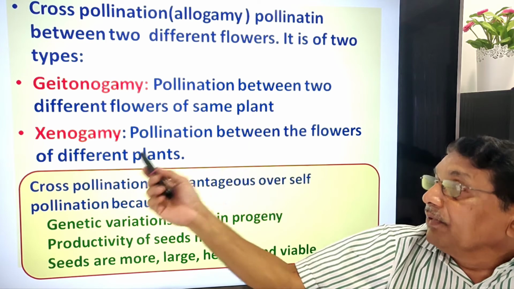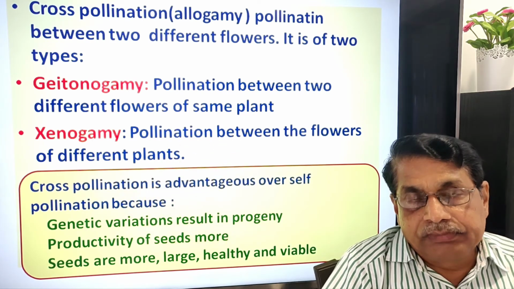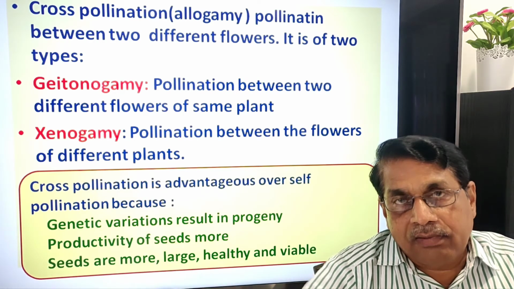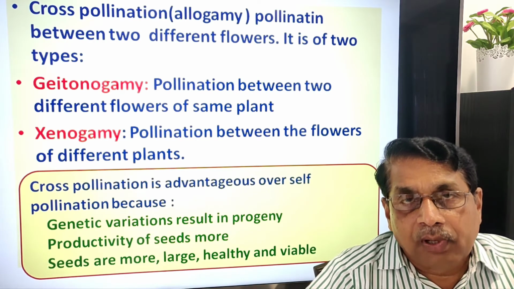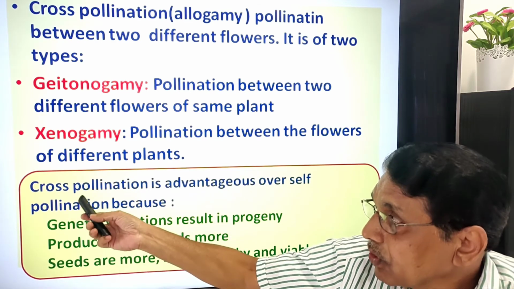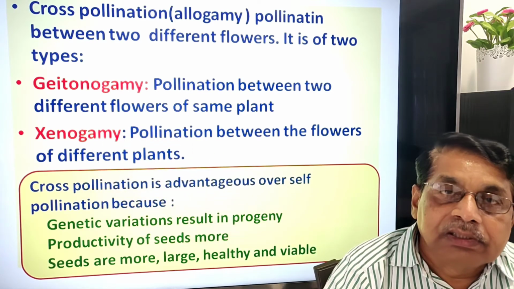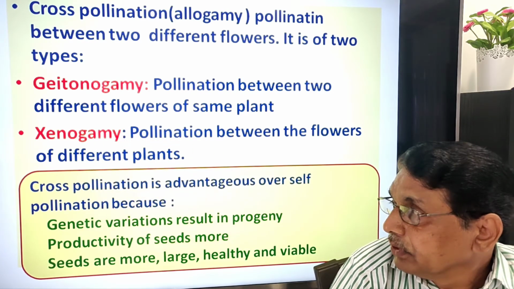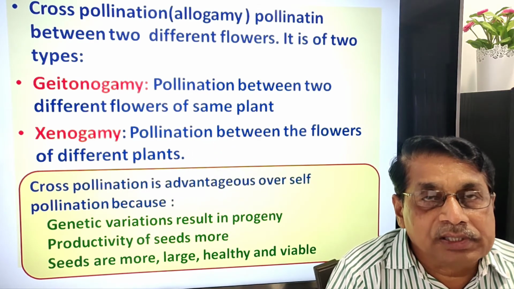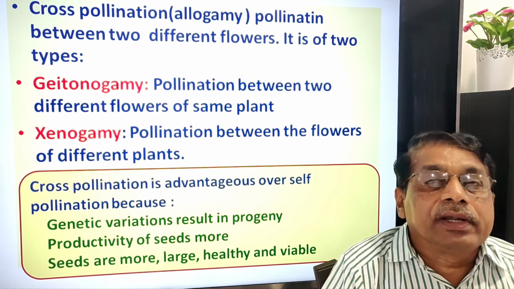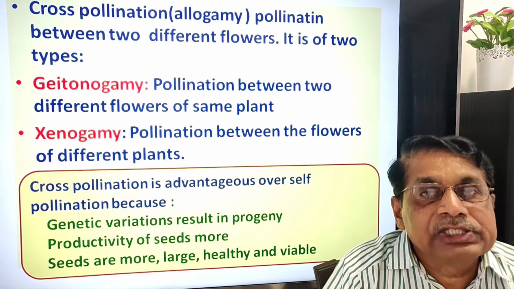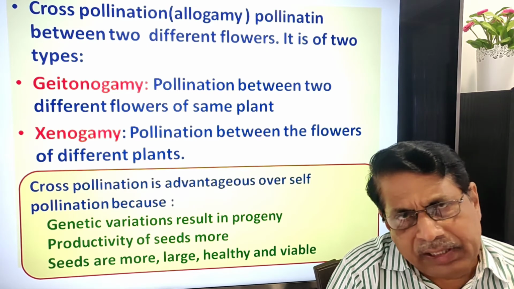Xeno, different. Pollination between the flowers of different plants. Suppose two plants of the same species are growing side by side or far away. Somehow the pollination takes place between the flowers of these two plants. Then it is called xenogamy. Xeno means again different. Cross-pollination, self-pollination, autogamy, cross-pollination, allogamy, which is advantageous. Always cross-pollination is advantageous for many reasons.